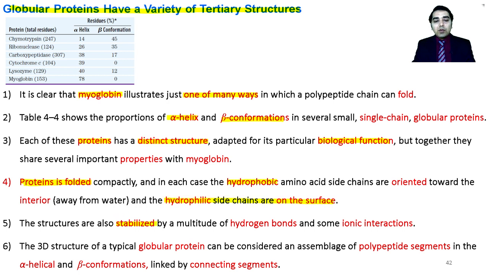The structure of globular proteins is stabilized by hydrogen bonds and ionic interactions. The 3D structure of a typical globular protein can be considered as alpha helices and beta sheets, and they are connected by segments.